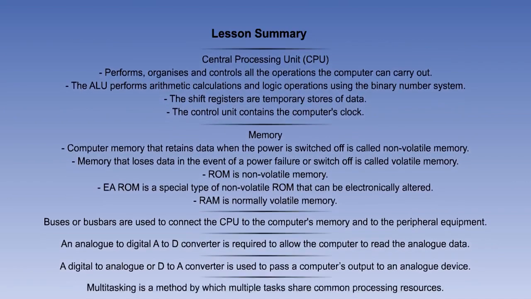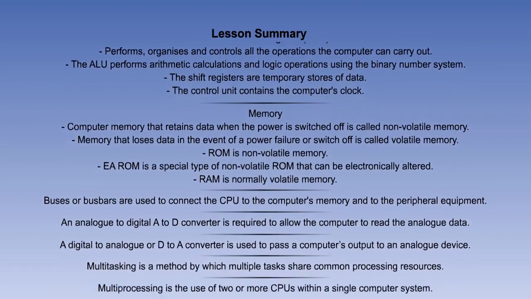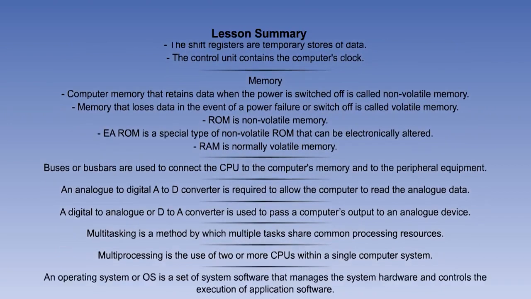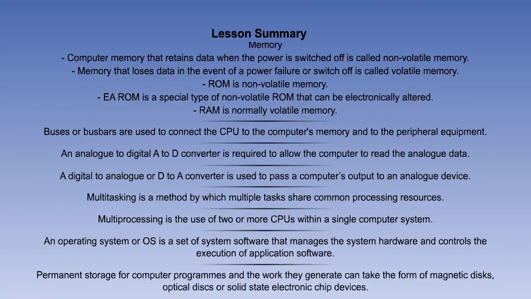Multitasking is a method by which multiple tasks share common processing resources. Multiprocessing is the use of two or more CPUs within a single computer system. An operating system, or OS, is a set of system software that manages the system hardware and controls the execution of application software. Permanent storage for computer programs and the work they generate can take the form of magnetic disks, optical disks, or solid-state electronic chip devices.